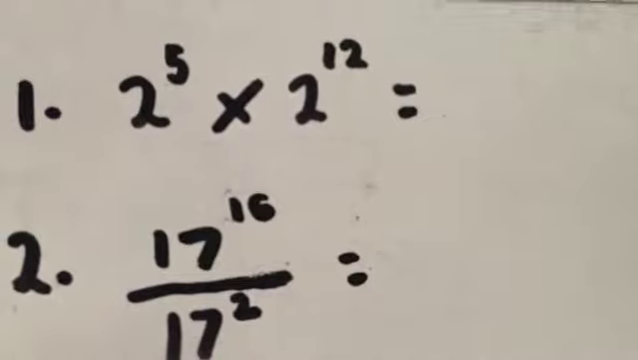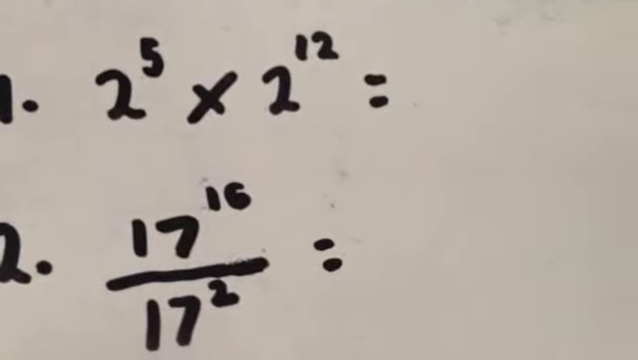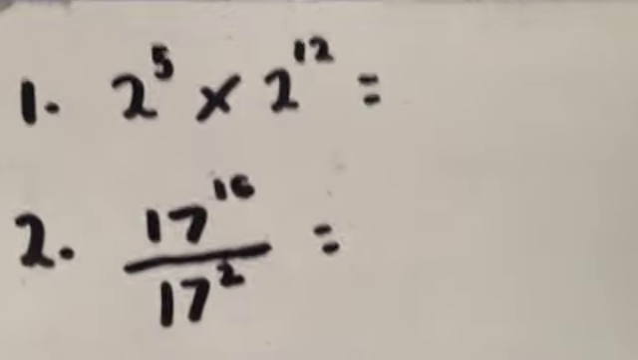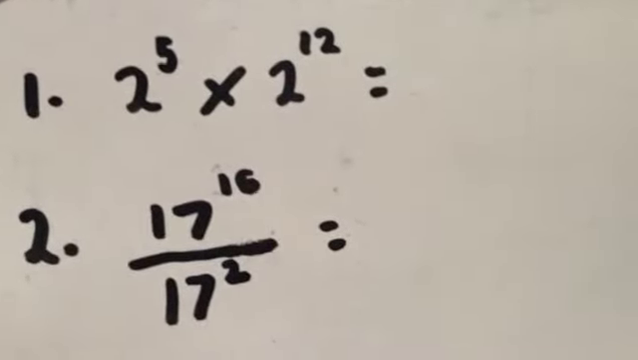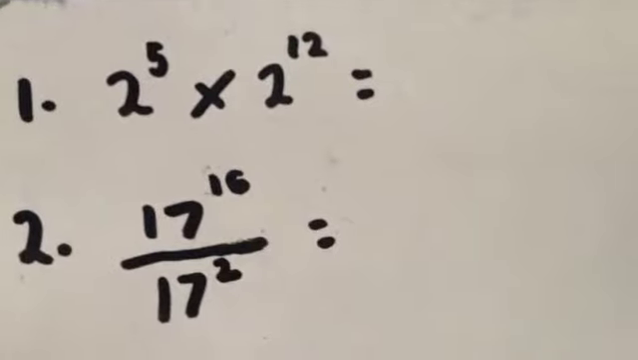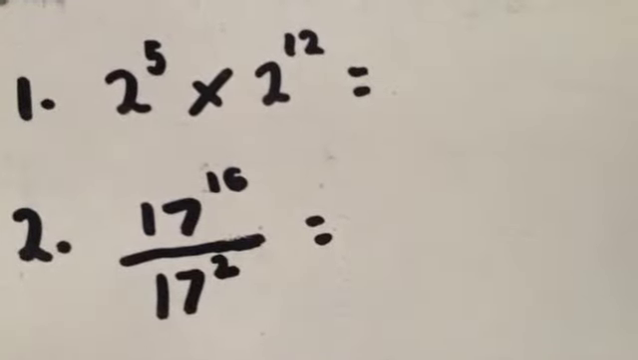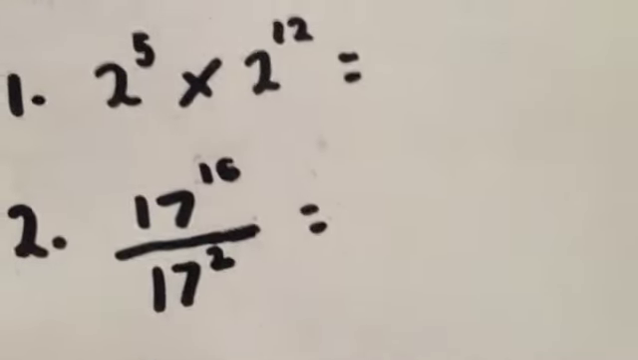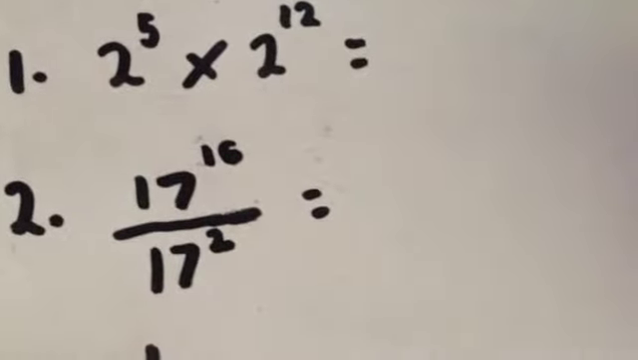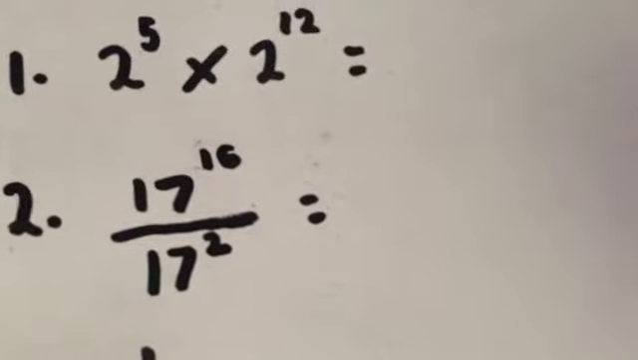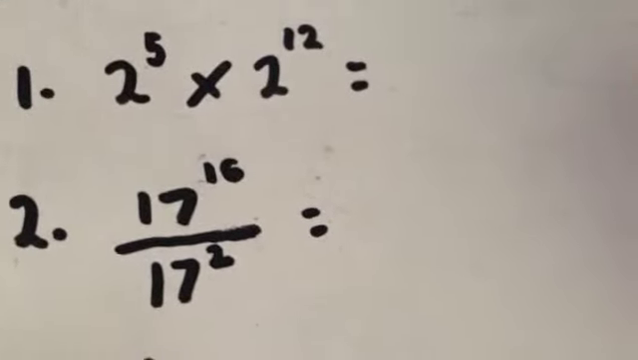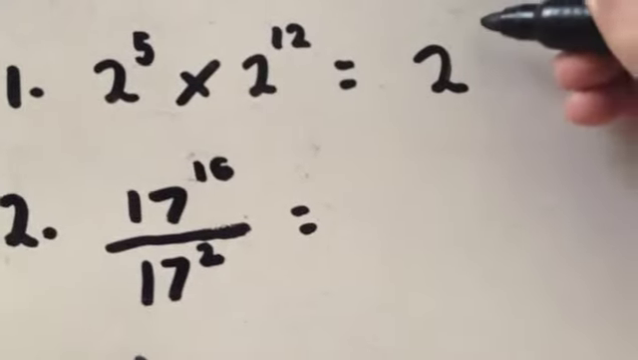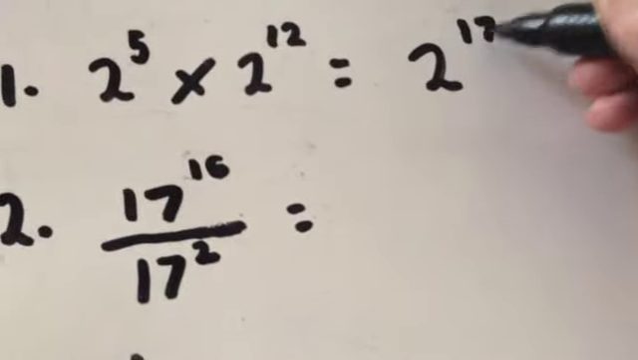Now we're going to look at some examples taking into account the laws that we just looked at. Bear in mind also that these are the basic questions that you could get. So in future videos I'll be looking at more advanced stuff, but for now we're just going to look at the basics. So the first question is 2 to the power of 5 times 2 to the power of 12. Remembering to add the powers will give us 2 to the power of 17.